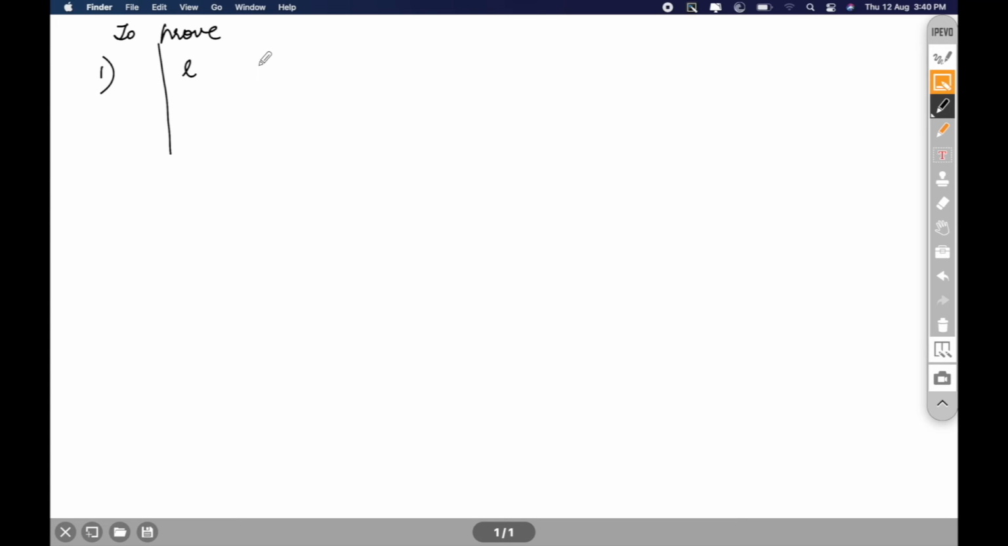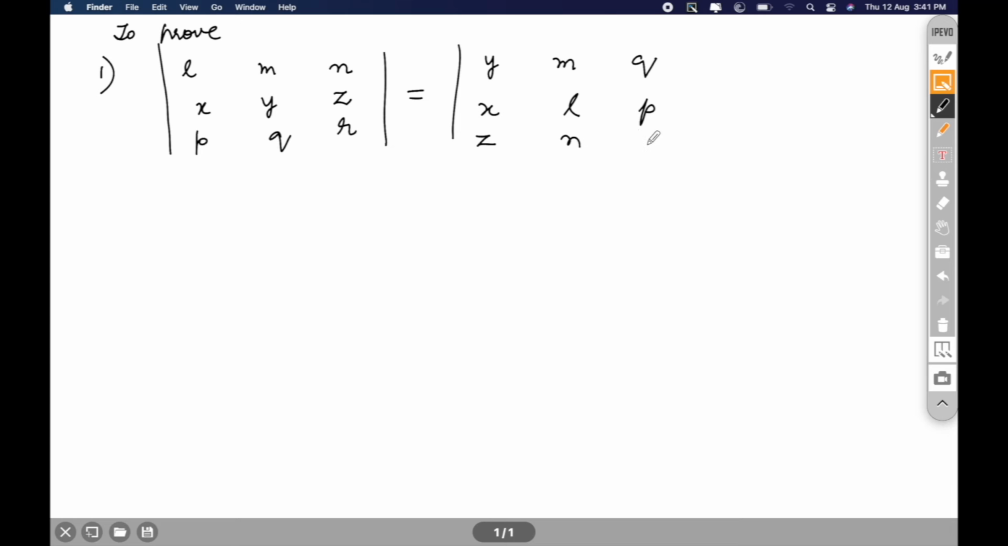The determinant L, M, N, X, Y, Z, P, Q, R equals the determinant Y, M, Q, X, L, P, Z, N, R. Now we'll always begin with any one particular side. Here I prefer to start from the left hand side. We will simplify the left hand side, meaning using properties we will simplify the left hand side and try to obtain the right hand side determinant.